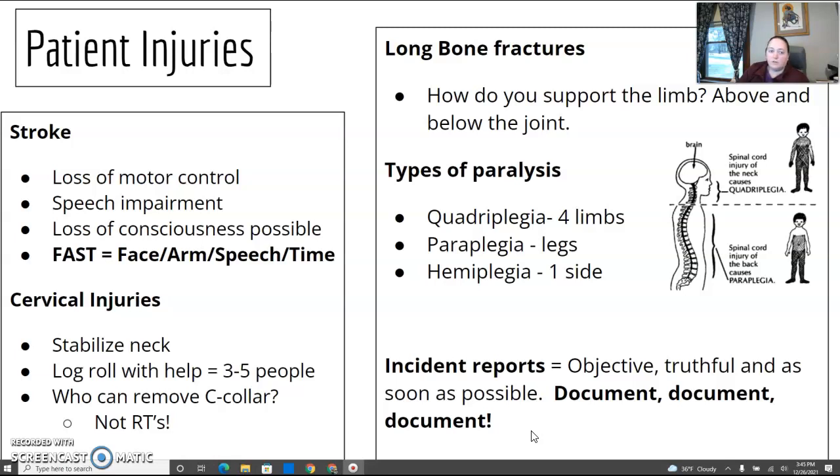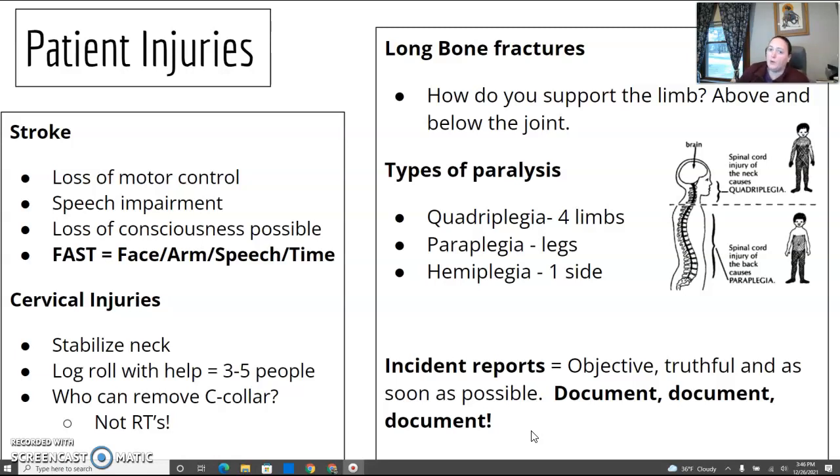Cervical injuries, so if the patient is in a C-collar, you'll need to stabilize the neck. The log roll with help, you're supposed to have 3 to 5 people. Who can remove a C-collar? Well, I'll give you a big hint. It's not us as RTs, right? So you shouldn't be taking any C-collars off.